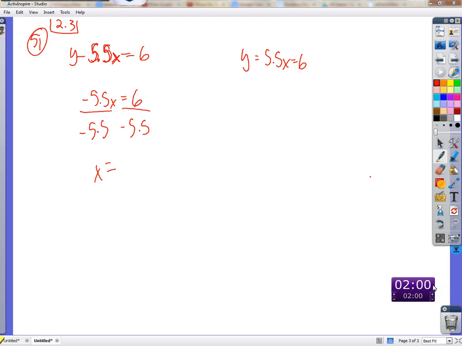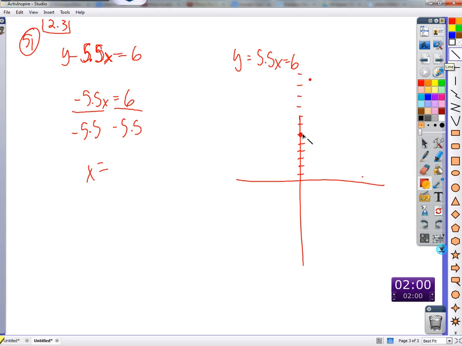Just plotted it, went up 6, and then... So y is up to 6? Yeah. Okay. So I just, 1, 2, 3, 4, 5, 6, yeah? Then what? And up 5 more and over 1. Up 5 and over 1? 5.5. 5.5? 1, 2, 3, 4, 5, 6.5 and over 1, certainly. That would work just fine.